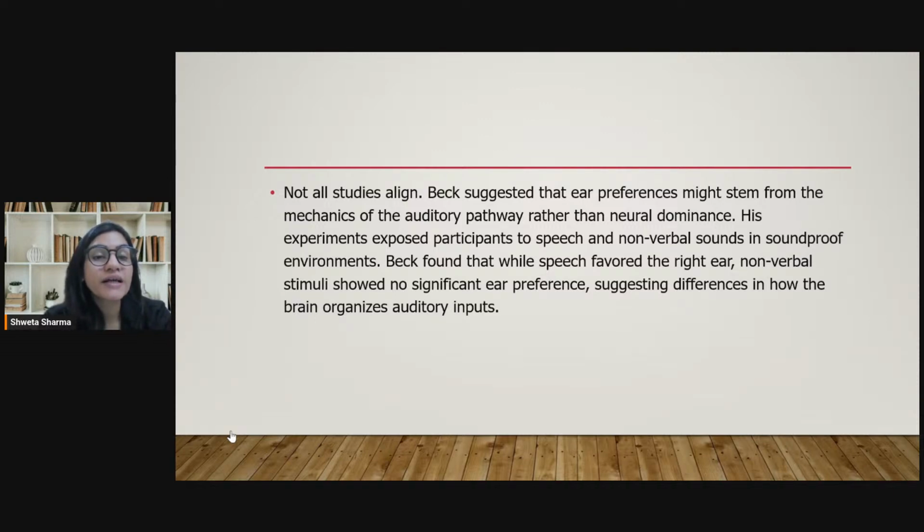Not all studies align. Beck suggested that ear preferences might stem from the mechanisms of the auditory pathway rather than neural dominance. His experiments exposed participants to speech and non-verbal sounds in soundproof environments. Beck found that while speech favored the right ear, non-verbal stimuli showed no significant ear preference, suggesting differences in how the brain organizes auditory inputs.